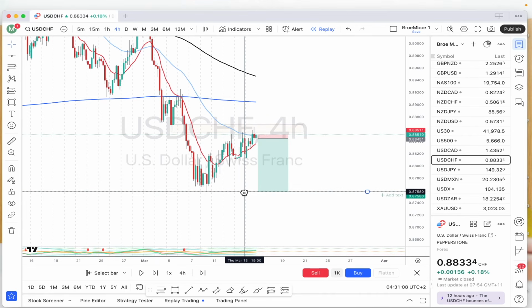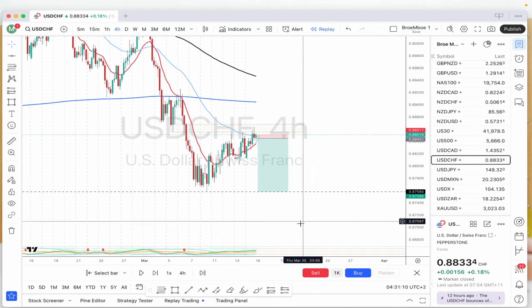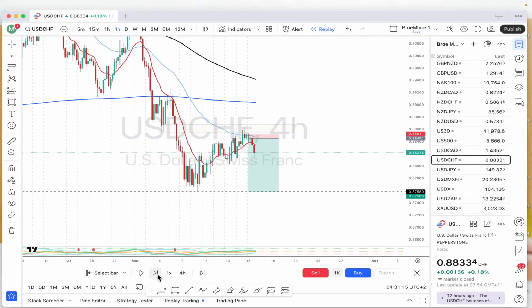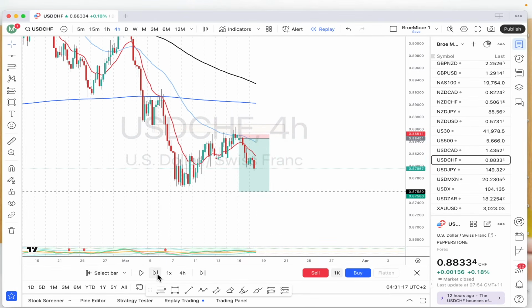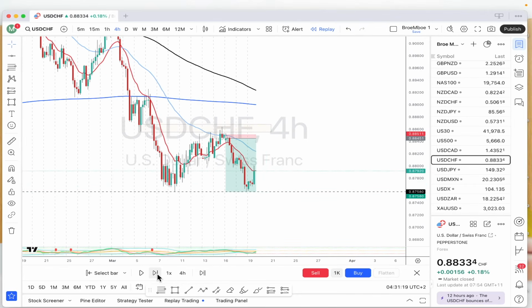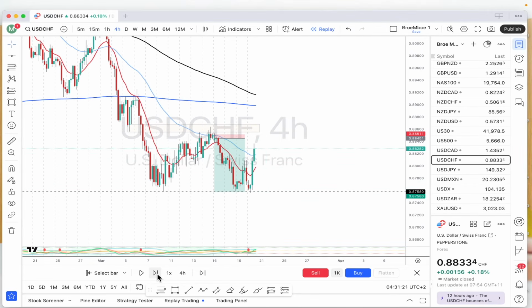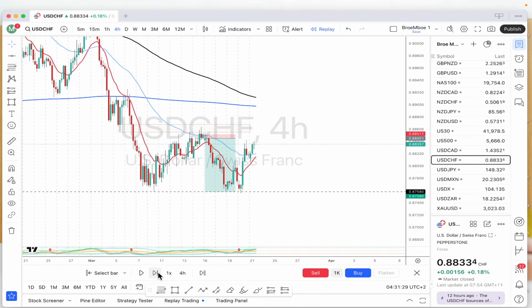That is where our TP was, and we quickly took that trade, and straight away it went down. All right, and hit our TP, and after hitting our TP, then it quickly went up. But that is how you can easily look for setups.